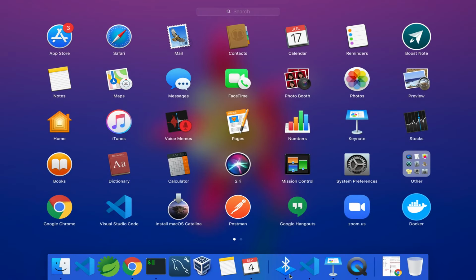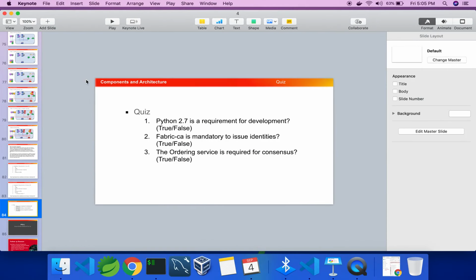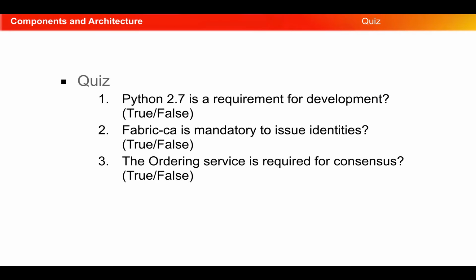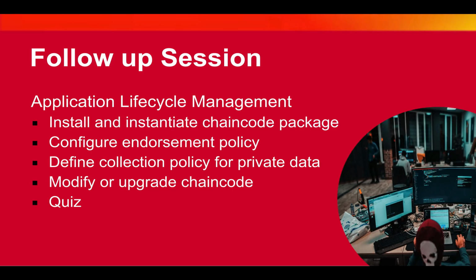These are the packages that you need to keep in mind when you are trying to install all the dependencies. That is it for this lecture. In the next lecture, we are going to look into application lifecycle management. As part of that process, we are going to look into installing and instantiating the Chaincode package, configuring endorsement policies, defining collection policy for private data, and how to modify and upgrade the Chaincode.